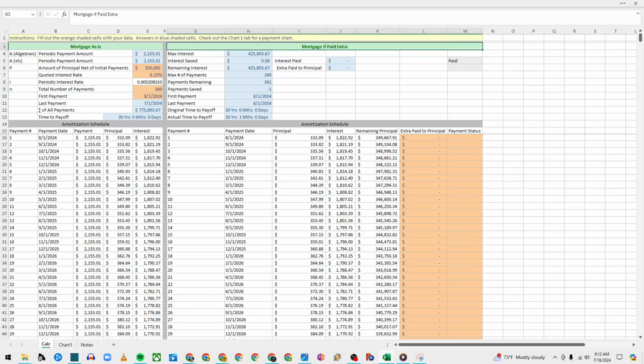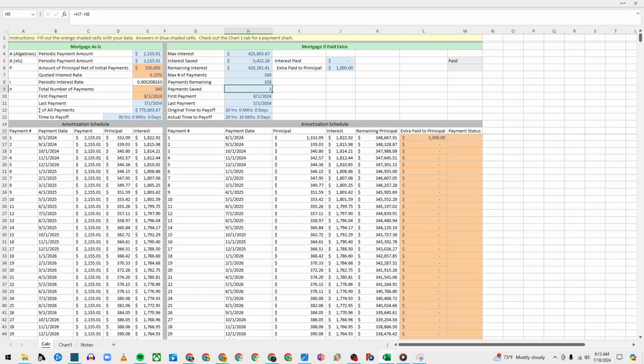This portion of the calculator, for the most part, is all hypothetical stuff. So if you were to pay extra towards the principal, it'll tell you what effect that has on the overall mortgage. So say, for example, I pay $1,000 extra to principal.